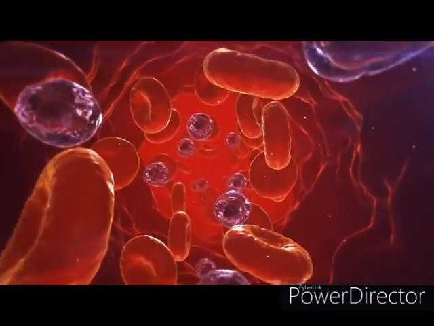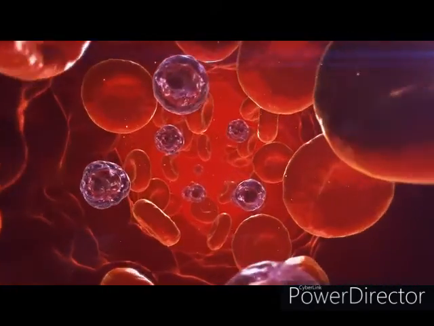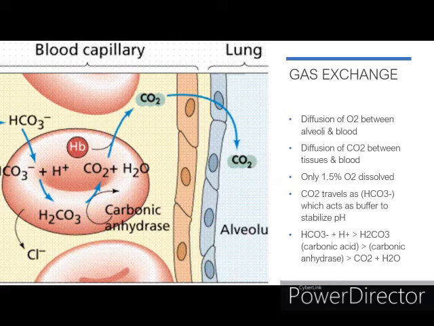Now, a closer look at how diffusion occurs. Diffusion of oxygen occurs between alveoli and blood, and diffusion of carbon dioxide occurs between tissues and blood. Oxygen is poorly soluble, so the amount of O2 dissolved is directly proportional to the pressure of O2 in the blood. In other words, the higher the pressure of O2, the more O2 is dissolved. The rest of the oxygen is bound to hemoglobin.